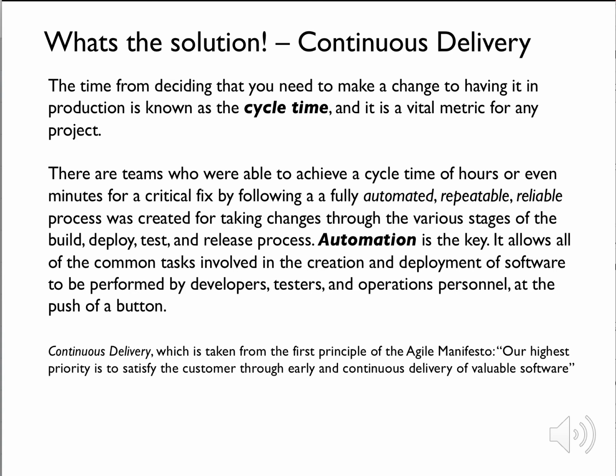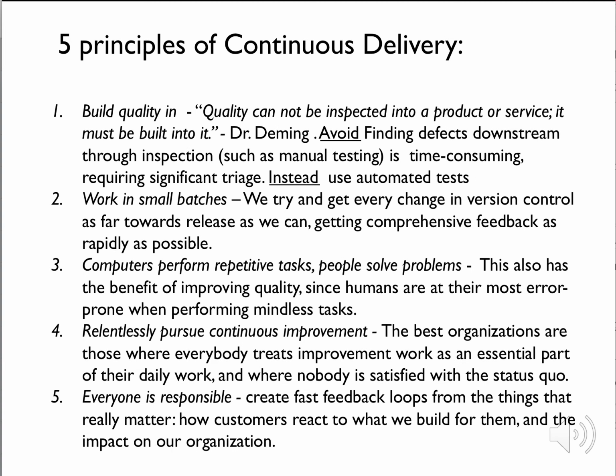The term continuous delivery was borrowed from the first principle of the Agile Manifesto, which says our highest priority is to satisfy the customer through early and continuous delivery of valuable software. We are not agile, or not fully agile, if we cannot satisfy the customer through early and continuous delivery of valuable software. So this concept of continuous delivery has to be brought into the core of the organization to become fully agile.